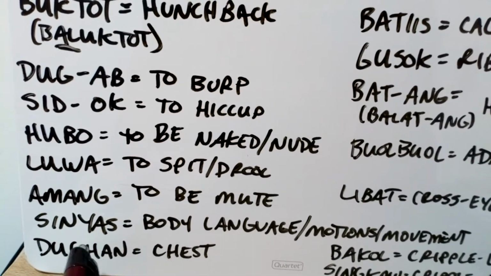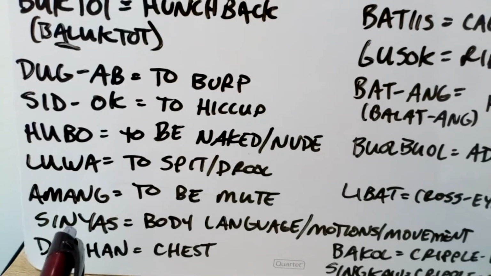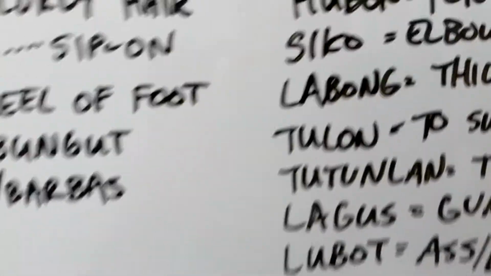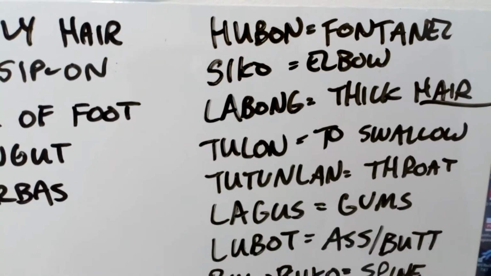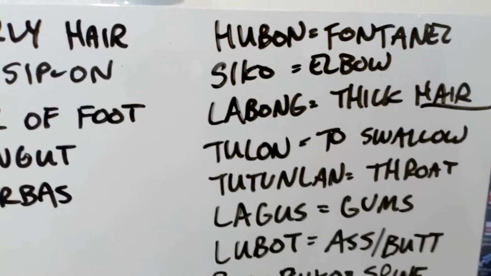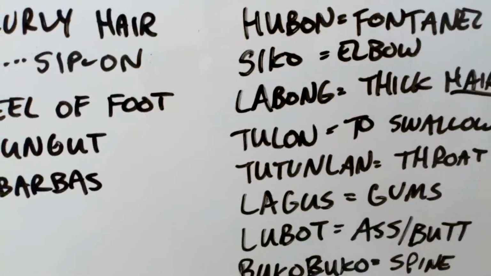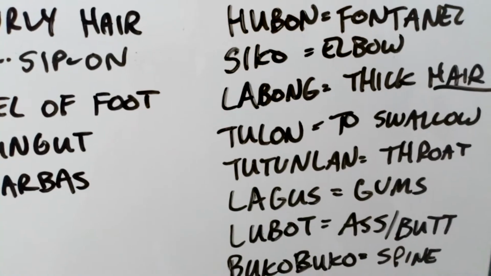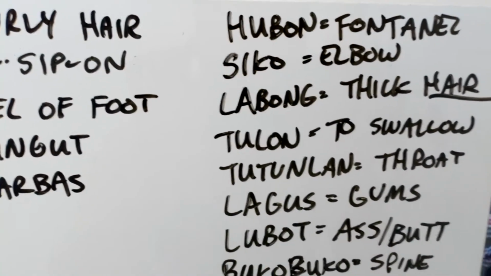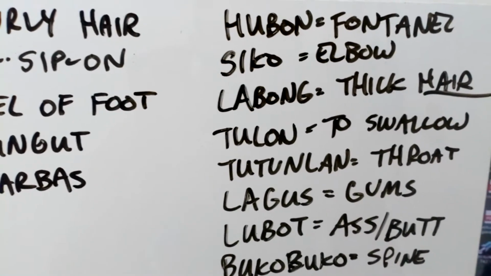Dughan meaning chest, right? Your chest area, your pecs, your chest. Dughan. That was easy. So the next we have hubon. Hubon is a fontanelle on the baby, right? So on a freshly born baby or infant, you have the soft spot on the head, and that's the fontanelle. Siko is easy, that's elbow.